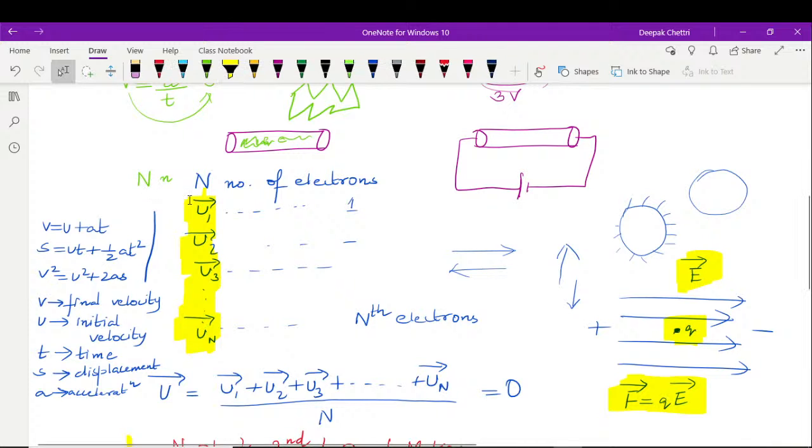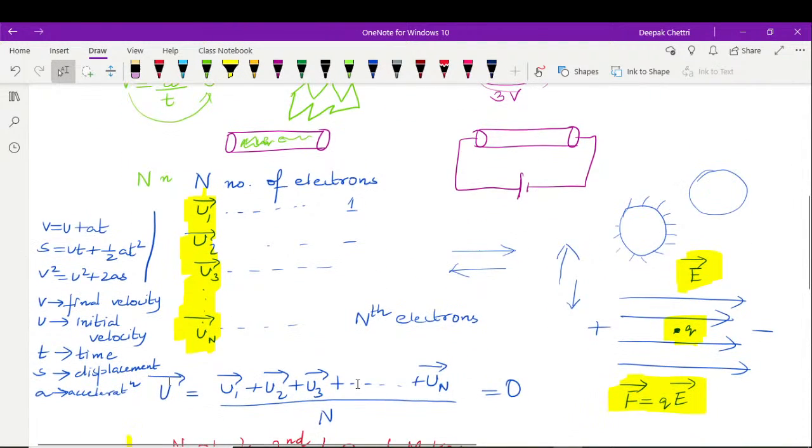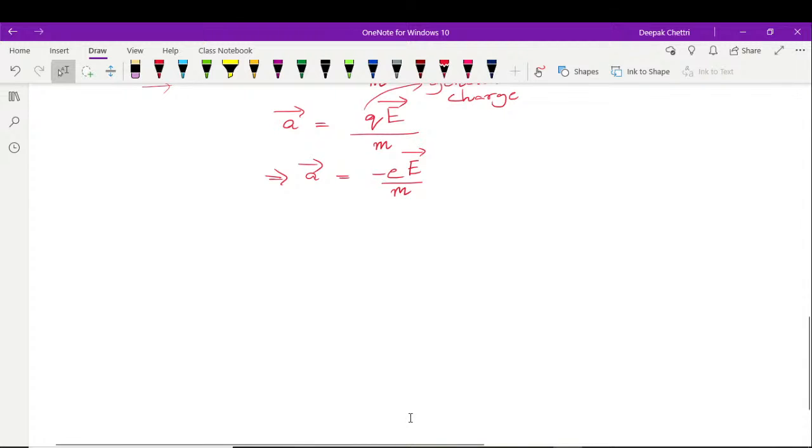But once you connect a battery, what happens? Acceleration is produced, and because of acceleration velocity will increase. So how to find that final velocity? To find that final velocity we will use this: v is equal to u plus at. v is the final velocity, u is the initial velocity, a is the acceleration, and t is the time for which it is moving.